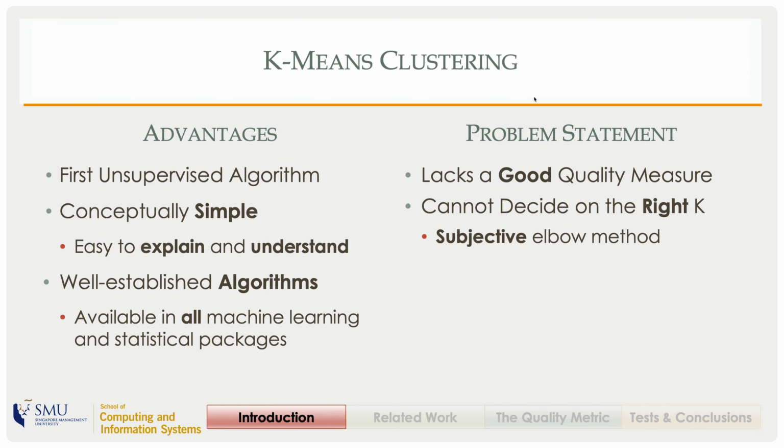What's typically used is a subjective method called the elbow method. And again, because of the subjectivity involved, it's not easy to automate the k-means algorithm. In a sense, we cannot deploy it without having manual intervention. For instance, how do you handle new data coming in?